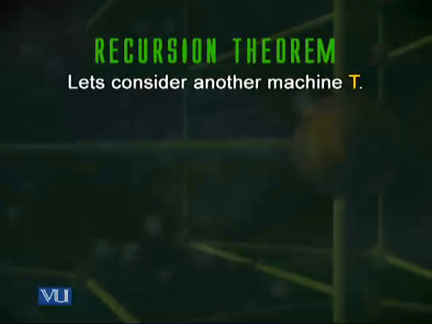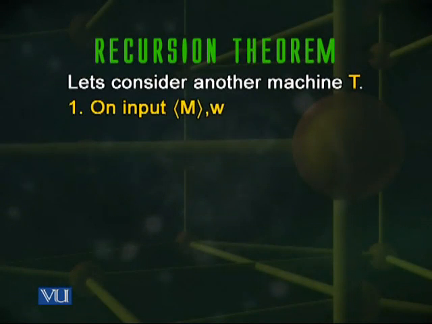Let's look at another example. Let us consider another Turing machine T. Suppose that on input m, w, this Turing machine does nothing but print m. So T is a very simple Turing machine. It gets a description of a Turing machine and possibly some other input. It completely ignores the other input and takes the description of the Turing machine and simply prints it. So whatever description it gets as an input, it prints it on its output tape.